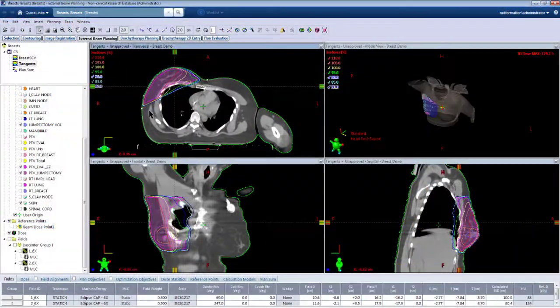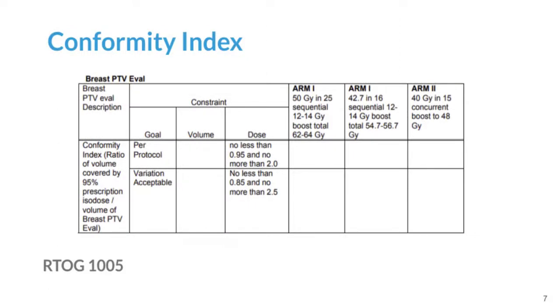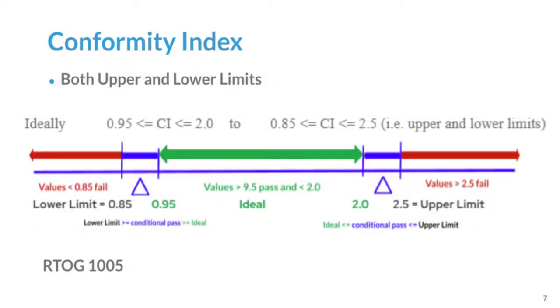Now let's look at a breast protocol example. This example uses the RTOG 1005 protocol. The conformity index that I will use is defined as the ratio of the 95% prescription isodose volume to the volume of the breast PTV eval. Ideally, the conformity index should be no less than 0.95 and no more than 2.0, with an acceptable variation of no less than 0.85 and no more than 2.5. Visually, this is what this constraint would look like.